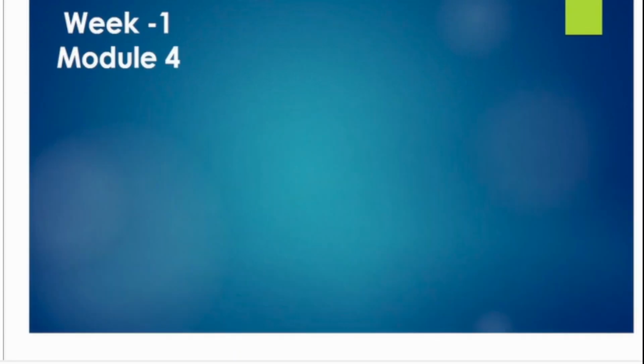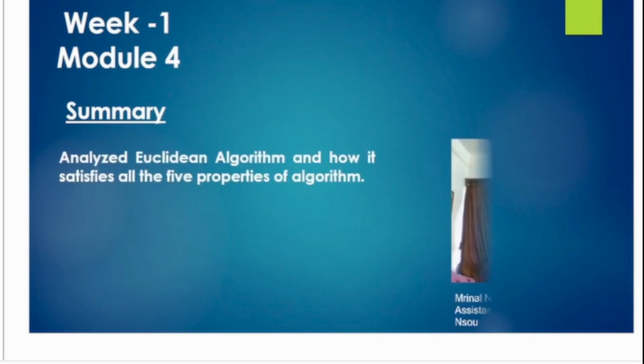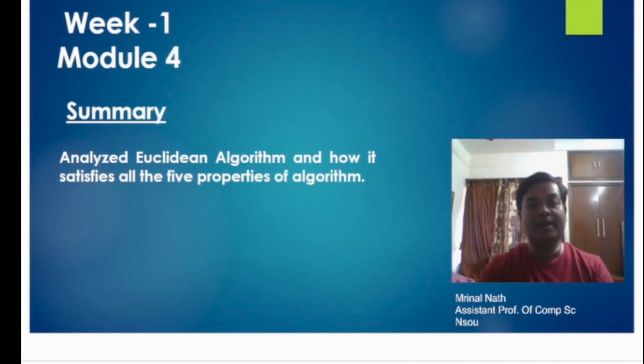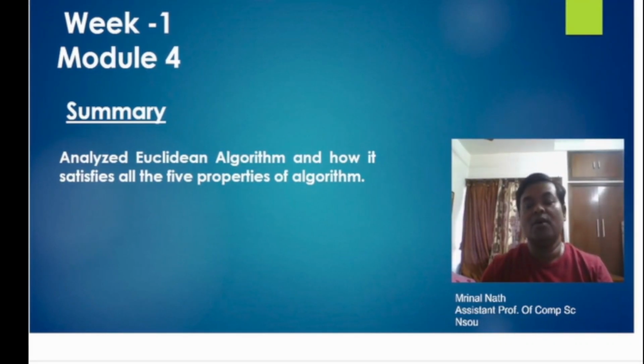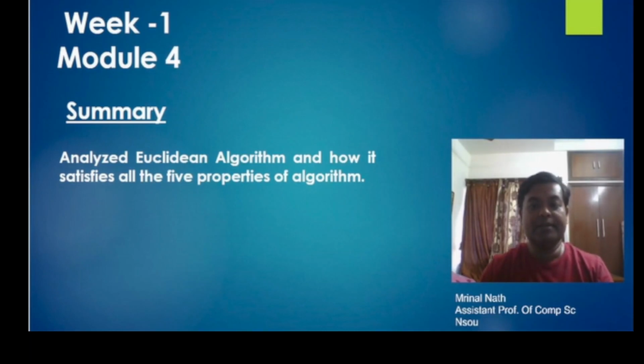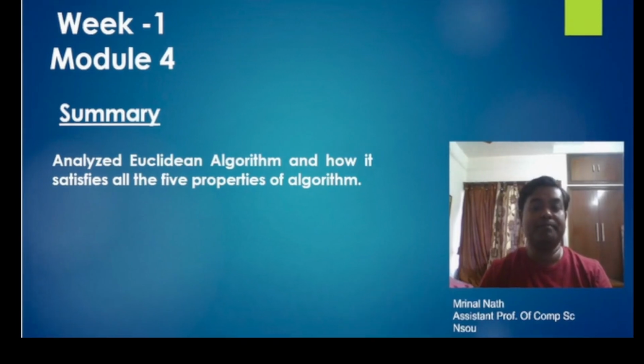Dear learners, now let us summarize what we have learned in Module 4. In Module 4, we have analyzed the Euclidean algorithm and seen how it satisfies all 5 properties of an algorithm. There are other methods to solve the same GCD problem.